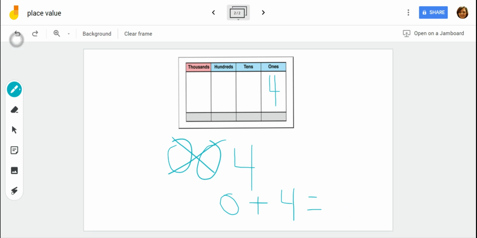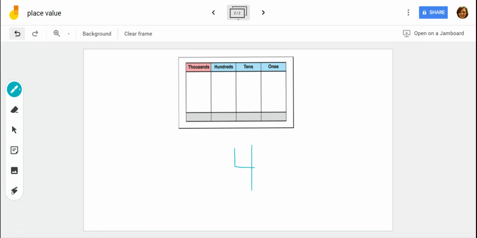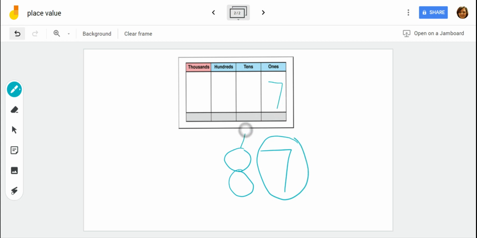Okay, so let's go on to a different number. How about the number 87? Well, the last number is always the ones column, 7, and beside that is the tens column, so then we know there are 8 tens, so 87. That's right, 80 plus 7 equals 87.